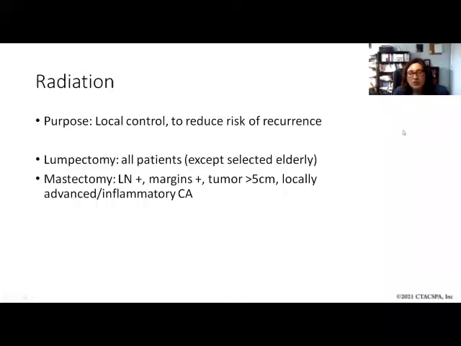Who needs radiation after mastectomy? Patients who have positive lymph nodes, patients who have positive margins, patients who have large tumors, and patients who have locally advanced or inflammatory cancers.